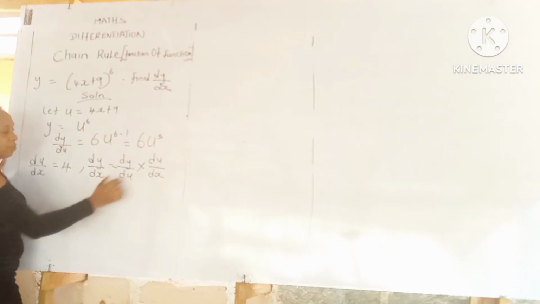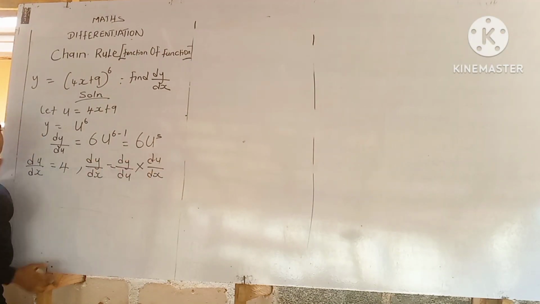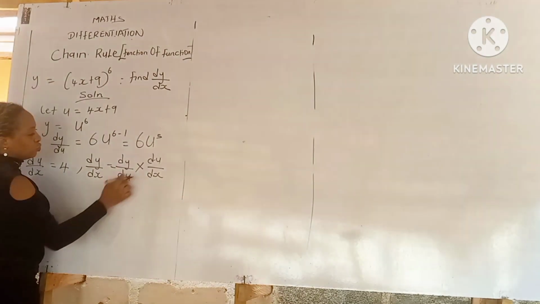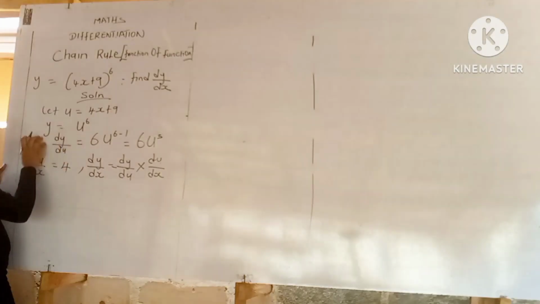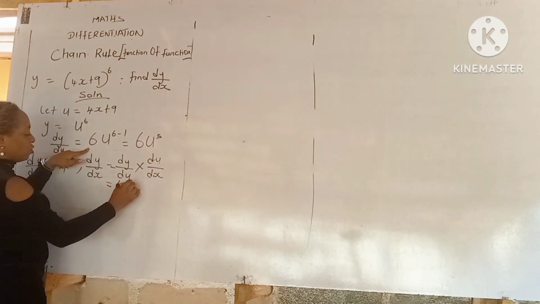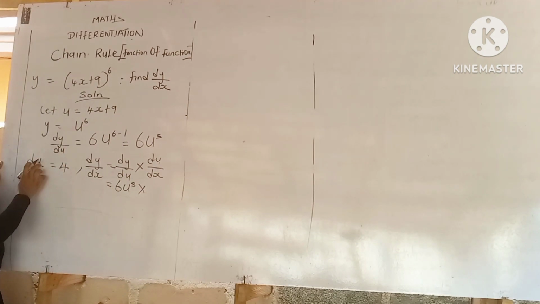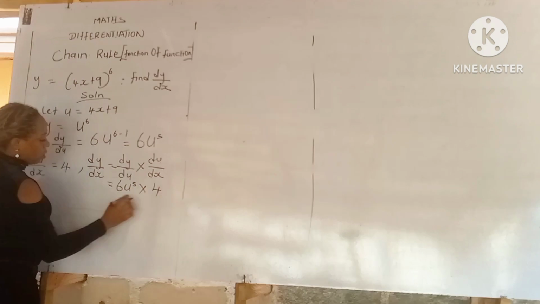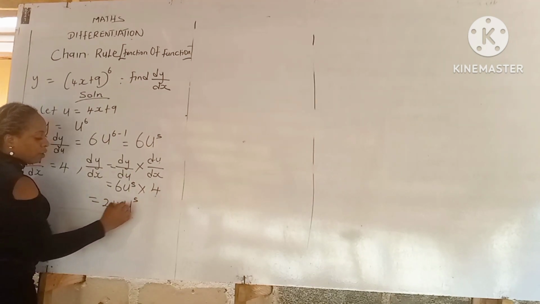Looking at this now, if the du cancels the du, you only have dy over dx. That's why I put it like this. And right here, we've solved dy over du, which is the same thing as 6u raised to power 5, times du over dx. Here, du over dx is 4. So when you multiply this, you have 24u raised to power 5.